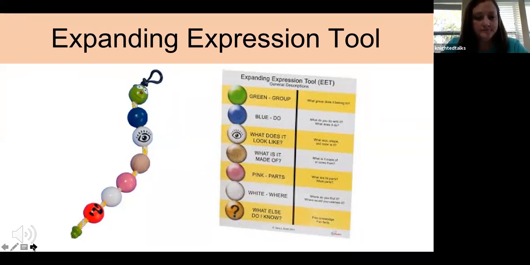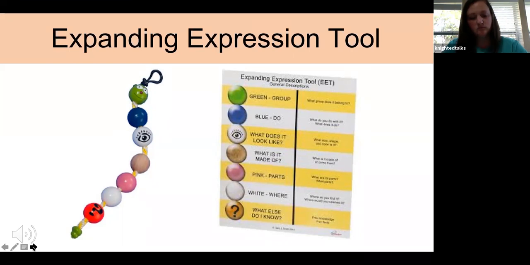each bead specifies something different. So the green would be a group, blue is do, the eye is what does it look like, the wood is what is it made of, pink signifies parts, white tells us where, and the question mark is what else do I know? This is a great tool for encouraging students to increase their utterances or to increase their description.